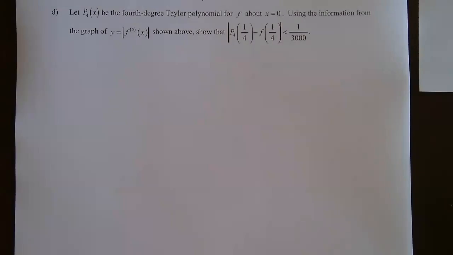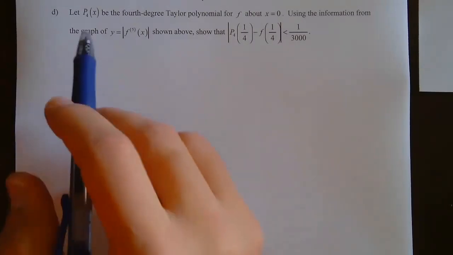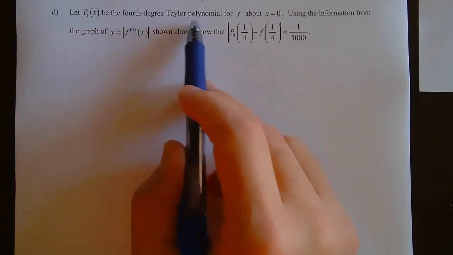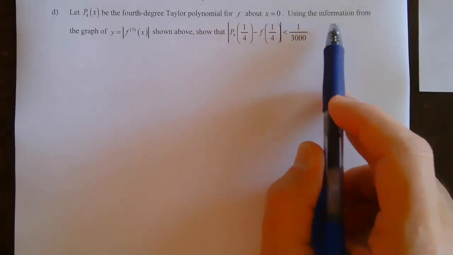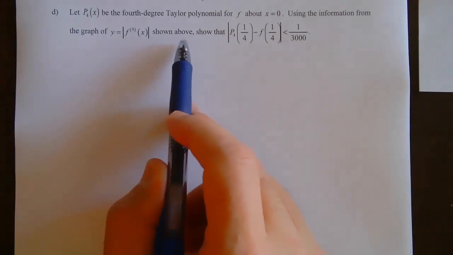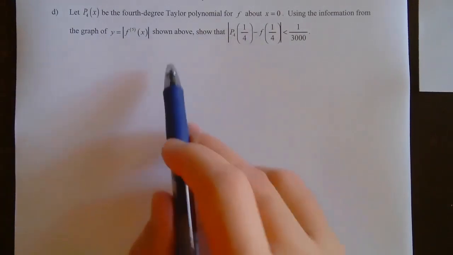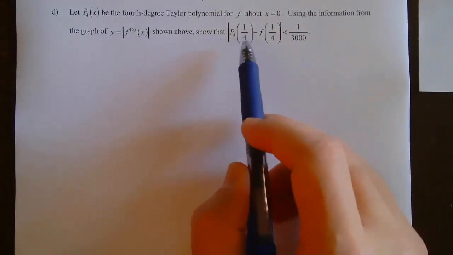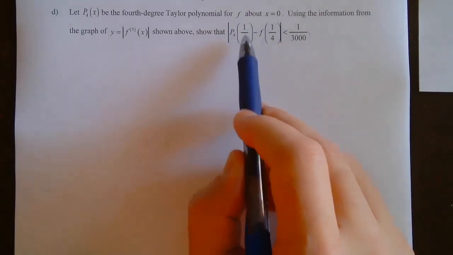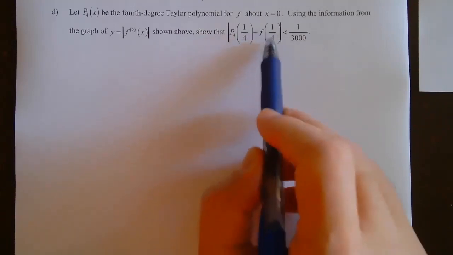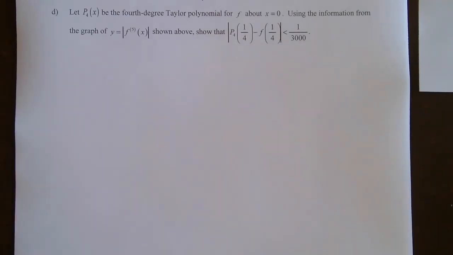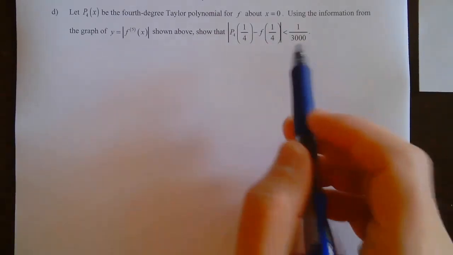Okay? All right, so for part D, we're going to let the fourth order or fourth degree Taylor polynomial be the fourth degree Taylor polynomial for f about x equals 0. Use the information from the graph of y equals the absolute value of the fifth derivative of x shown above. Okay, so that's from the first page, and show that this is the error, right? Because this is the fourth degree Taylor polynomial at 1/4 minus the function at 1/4. That's the error. And we want to show that that error is less than 1 over 3,000, okay? So we're going to use that Lagrange error bound to show this, okay?